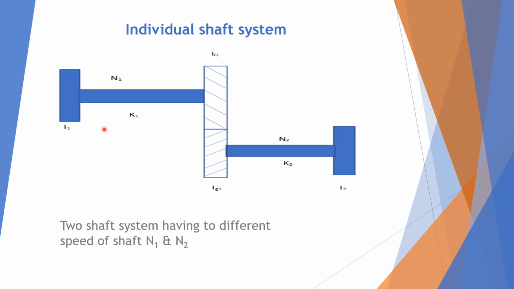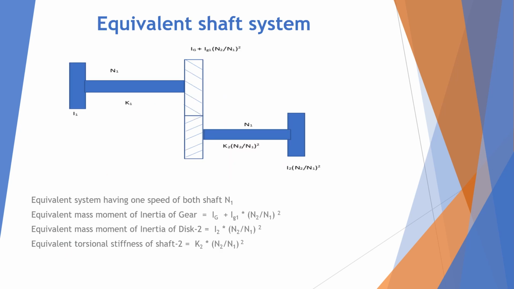Now there are two individual shafts having two different speeds, N1 and N2. This is the speed N1, this is N2. So the equivalent shaft system can be written as, considering both shaft speeds as n1, the equivalent mass moment of inertia of the gear is equal to Ig plus Ig1 into (n2 by n1) square. The equivalent mass moment of inertia of disk 2 will be I2 into (n2 by n1) square, and the equivalent torsional stiffness of shaft 2 will be K2 into (n2 by n1) square.